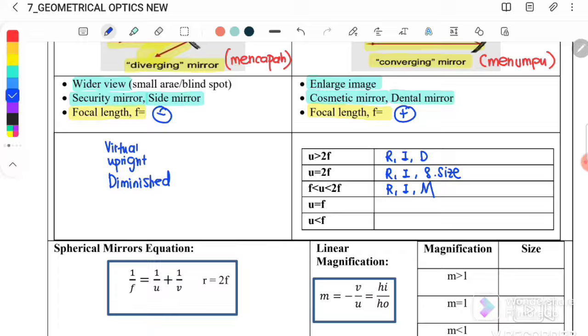Number 4, if the object is placed at the focal length, we will not get an image, meaning the image is formed at infinity. The last part is if the object is placed closer than the focal length, the image formed will be virtual, upright, and magnified. Later in the next video, I will show you how we can get the image.